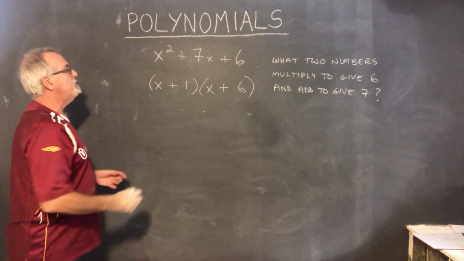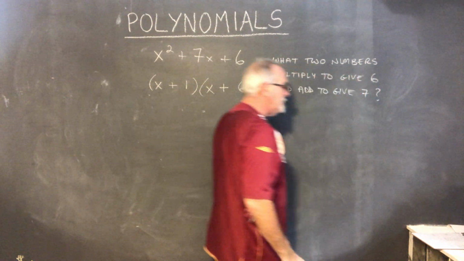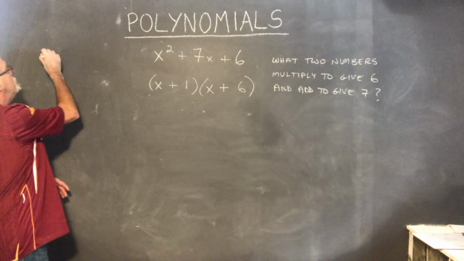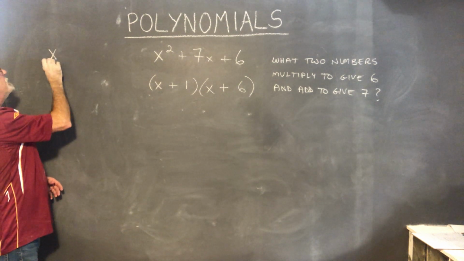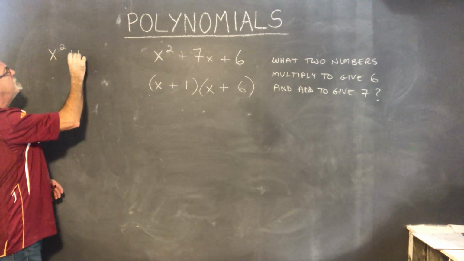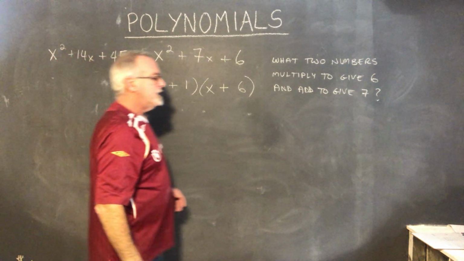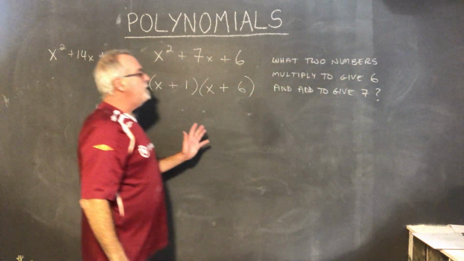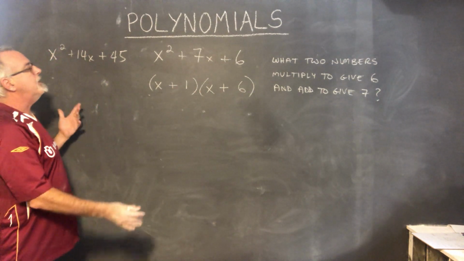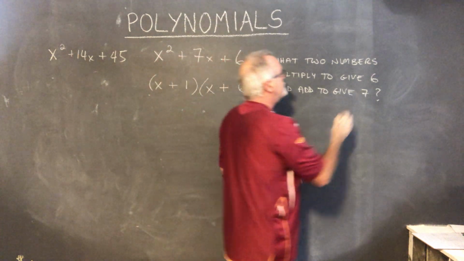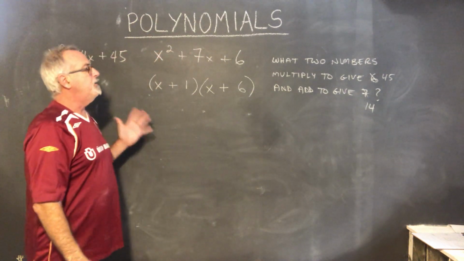I have room to write another one here. I'll use slightly larger numbers. X squared plus 14x plus 45. Let me make sure I remembered it correctly. Yes. And we're going to ask this question again, but we're not going to be asking about a 6 and a 7 this time. Instead, we're going to be asking about a 45 and a 14. So now it should work. What two numbers multiply to give 45 and add to give 14?